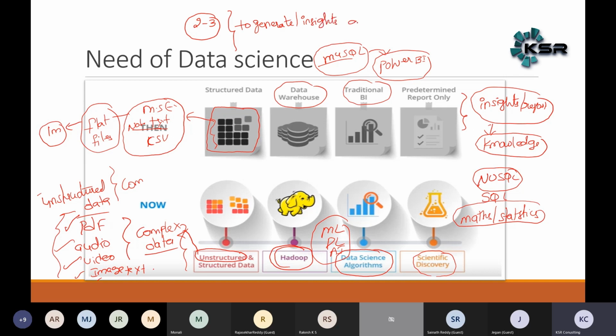Reports from complex data, in order to generate the reports and insights from the complex data. We are going to use data science. For that purpose we require data science.